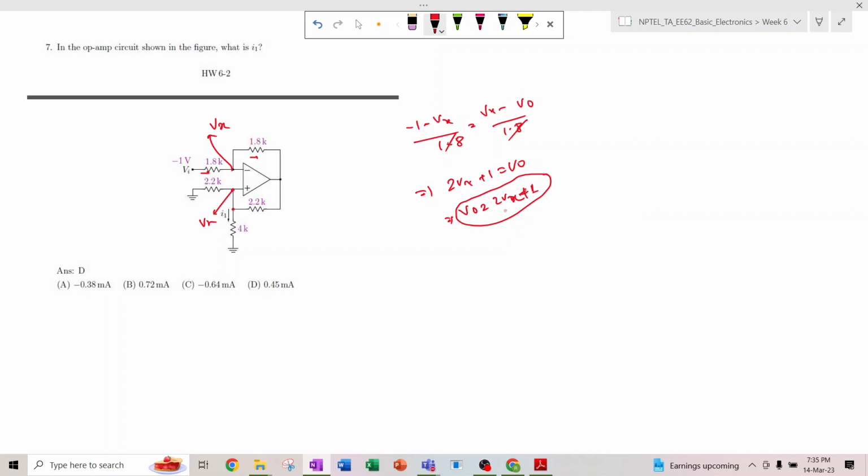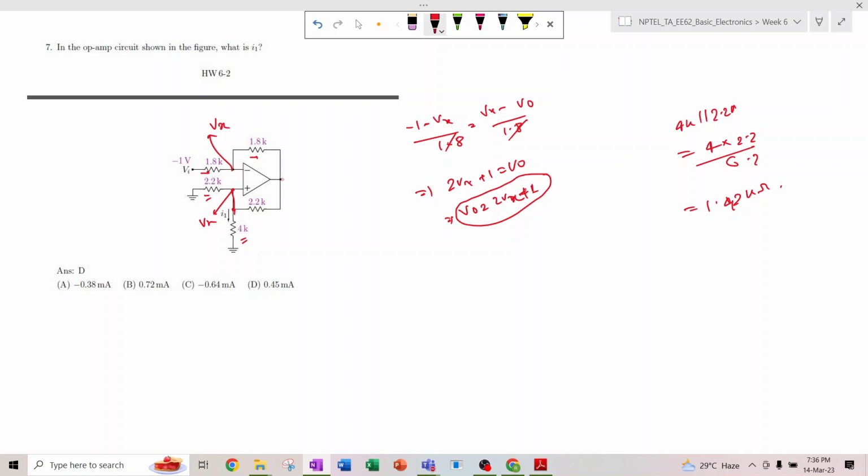Okay, and here also, here it is Vx. So from the Vx there are two terminals, 4k and 2.2k, both going to ground. So 4k and 2.2k are in parallel. So 4k parallel 2.2k, how much is it coming? 4 into 2.2 divided by 6.2, it is 1.42 kilo.